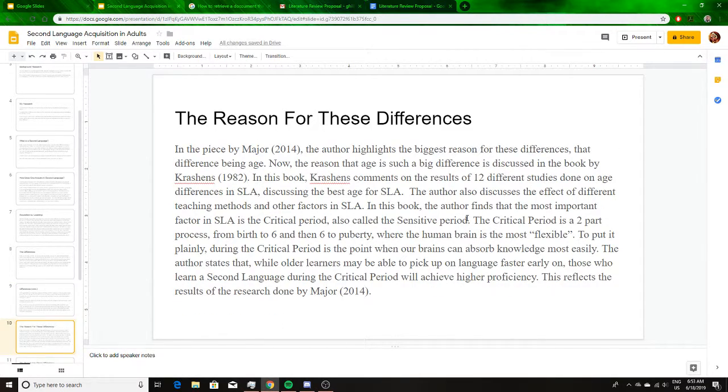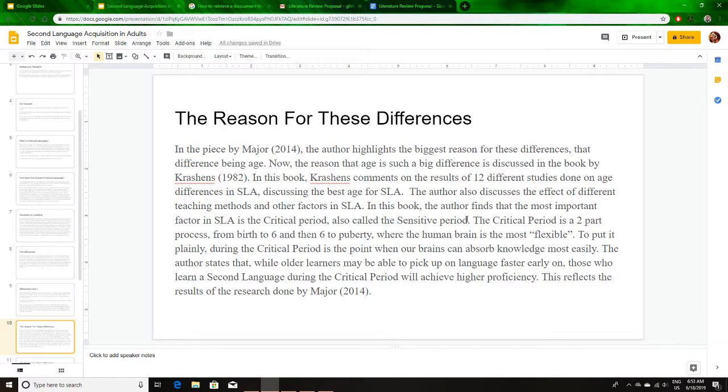Now, with that being said, now that we know the differences, we have to look into why these differences exist. In the piece by Major, again, the biggest reason for the differences is age. The reason that age is such a big difference is discussed in the piece by Krashen. In this book, Krashen comments on the results of 12 different studies done on age differences in SLA, discussing the best age for second language acquisition. Krashen also discusses the effects of different teaching methods and other factors in SLA.